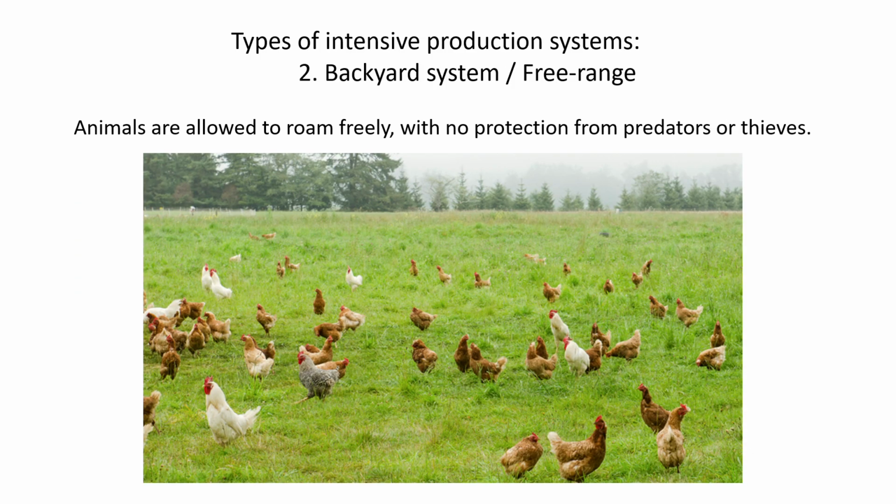Okay, the second example is the backyard or the actual free-range system. In this case, as the picture shows, the chickens are allowed to walk around wherever they want to. Far behind in the distance in the picture, there is a fence, so the animals are still limited to where they are allowed to move. It's not like a very big or extensive farm. So it's still intensive, it's a small area, but it's big enough for the animals to move around, eat what they want to, and usually there's no protection from predators or thieves. There's no shelter, no chicken coop, the animals are just allowed to move around.